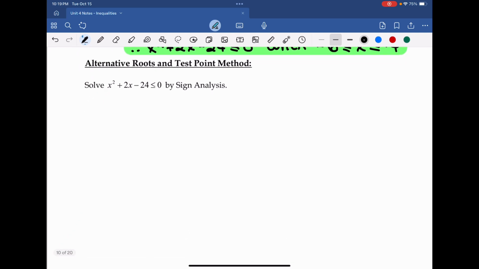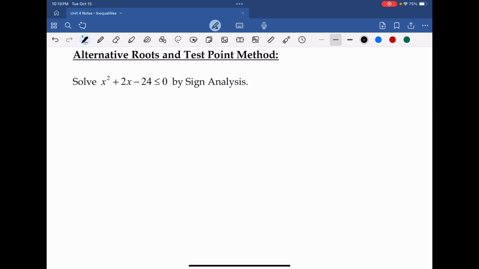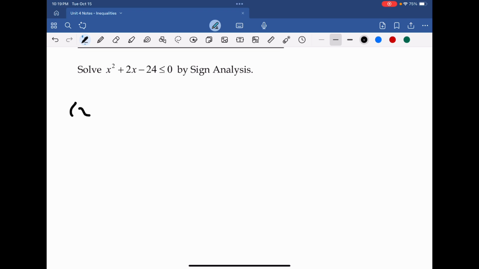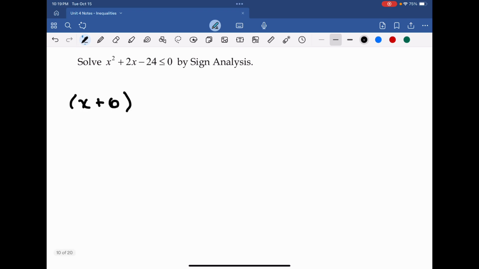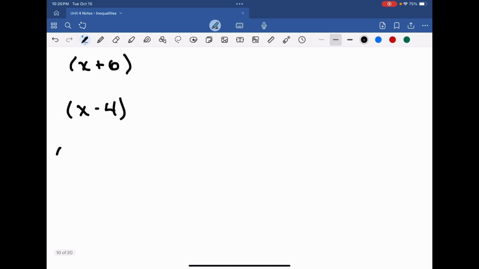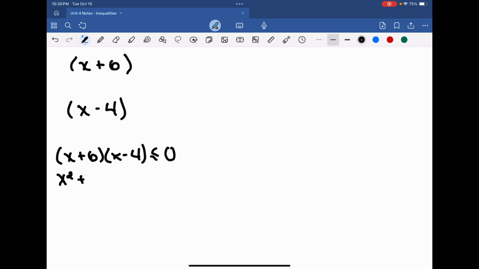So we're going to take this exact same inequality, x squared plus 2x minus 24 is less than or equal to 0, and we found through this solution here that our roots were the following. First of all, it was x plus 6 for one of them. We then had our other binomial, which was x minus 4. And then the combined expression of x plus 6 and x minus 4 must be less than or equal to 0. That was the factored form of our trinomial. And if we wanted to, we could even write the original trinomial of x squared plus 2x minus 24 is less than or equal to 0, just to make sure that we see them as the same thing.